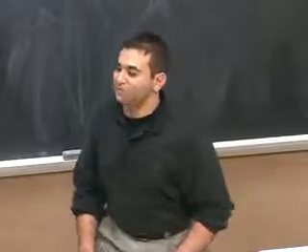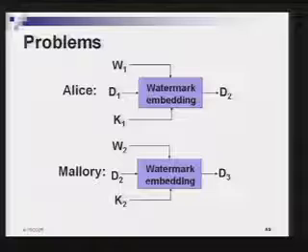Okay, so the question was, what if, for example, Alice and Mallory. Alice is the owner of the document, and Alice has the original document, which is D1, and then embeds a watermark W1 using K1. Then Mallory produces D2, publicly available. Then Mallory takes D2 and embeds another watermark in D2 using another K2 to produce a document D3. This is the question, exactly. Now, Mallory goes to court and says, hey, this document is mine.